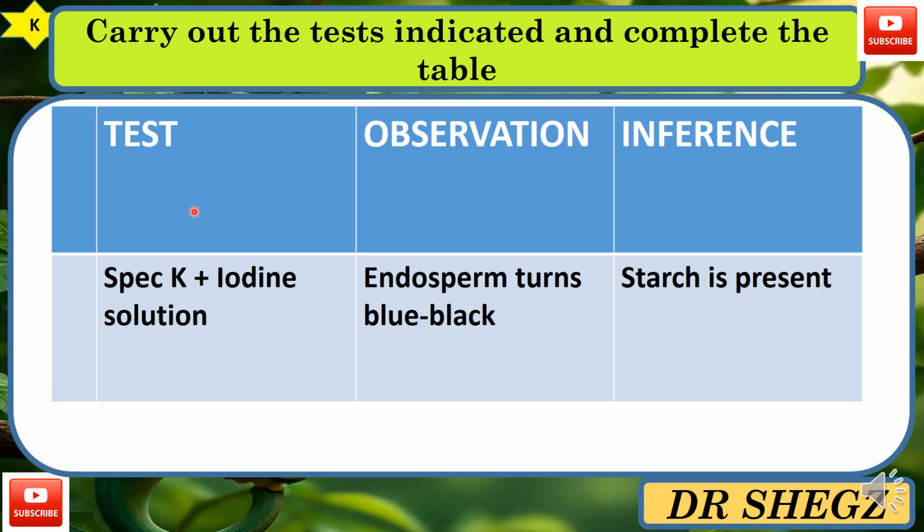So we'll quickly carry out this test. Add iodine solution to the cut section of specimen K, and you see that a blue-black color is noticed. Blue-black coloration is noticed, and that's to tell you that starch is present in maize. Though some parts will not change, in the parts that don't change color, starch is not present, but the endosperm area will turn blue-black to indicate that starch is present. But you can write just turns blue-black, no need to put the endosperm there. It still signifies that starch is present.